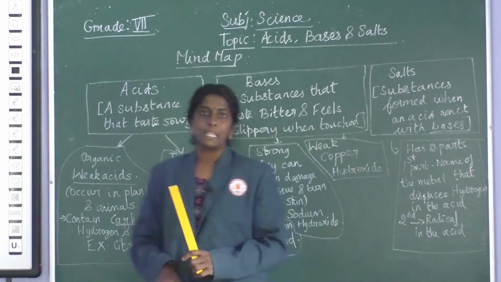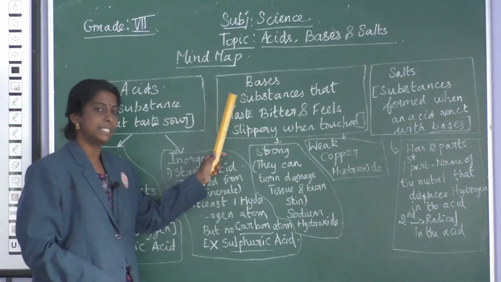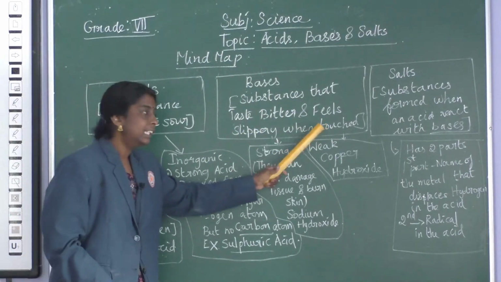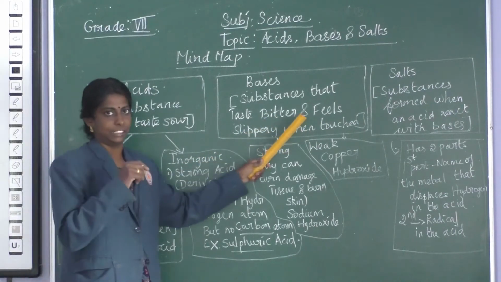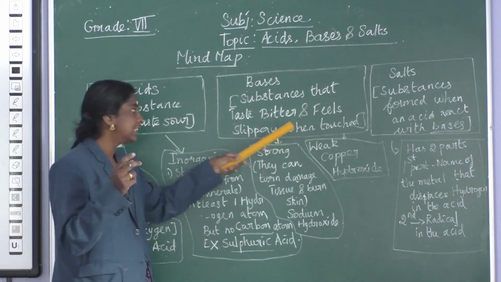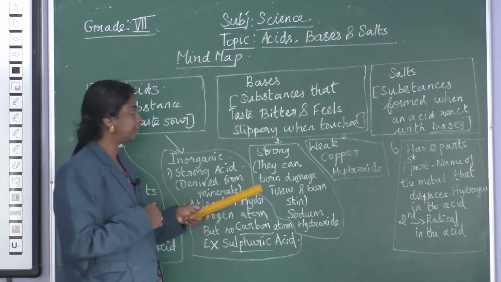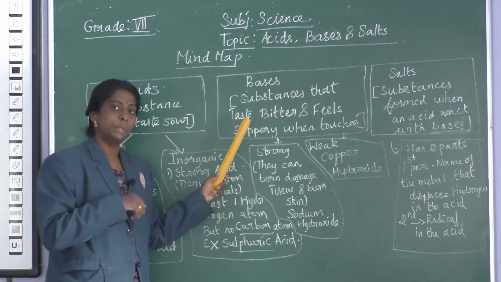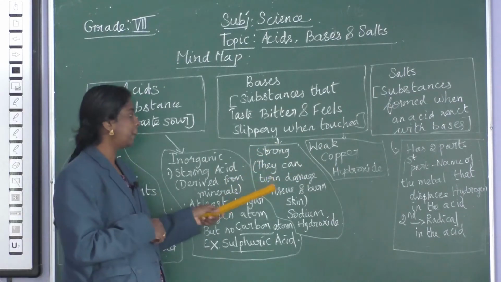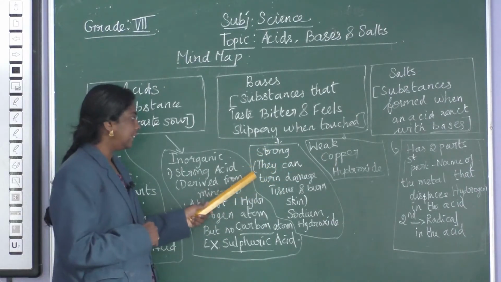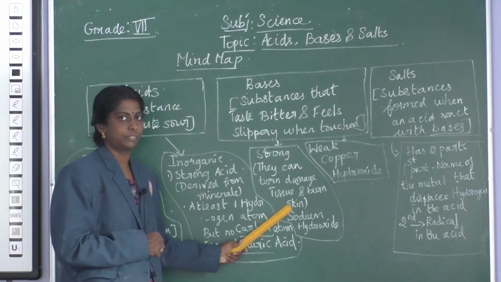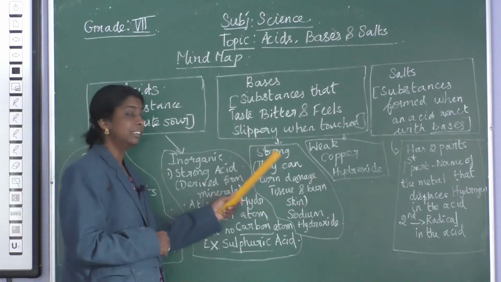Next thing is about bases. What do you mean by bases? Substances that taste bitter and feel slippery when touched. Bases are further classified into two types, strong and weak bases. Strong bases can damage tissue and burn the skin, so we should handle them carefully.